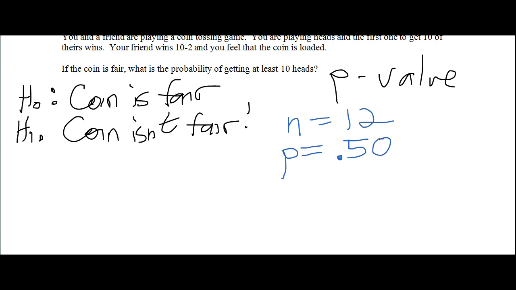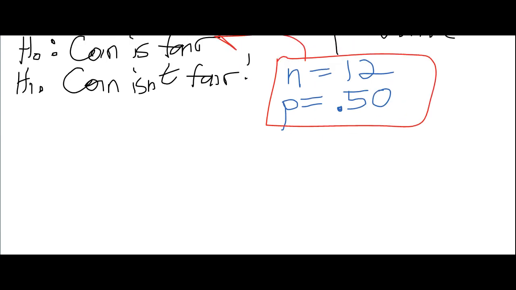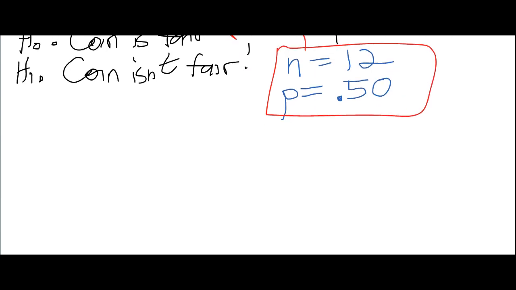So assuming this is the assumption that the coin is fair. It has a 50% chance of getting either heads or tails on any given toss. So what I really want to find is the probability that x has a value at least as extreme as 10. So I'm going to say x is greater than or equal to 10. So I have to find those binomial probabilities, and that will be my p-value.